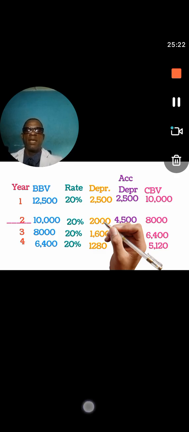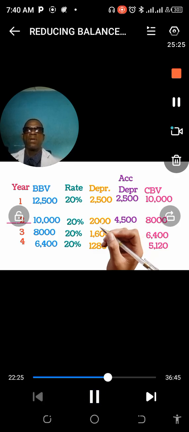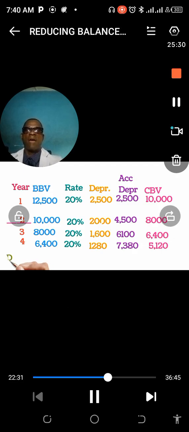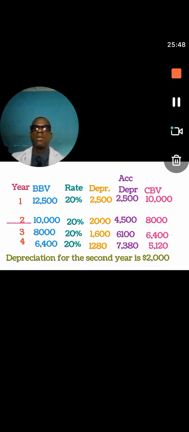Now, what we are asked to find in this question is the depreciation for the second year. How are you going to get the depreciation for the second year? You trace this depreciation to the second year, and the second year depreciation is 2,000. So the depreciation for the second year, as required by the question, is 2,000.